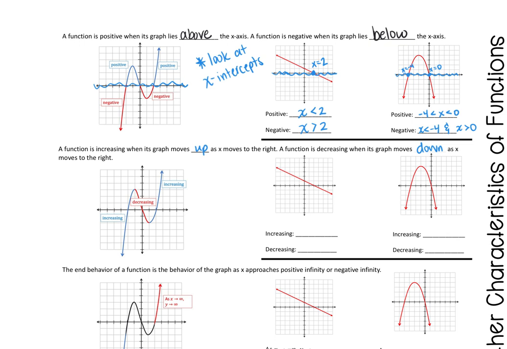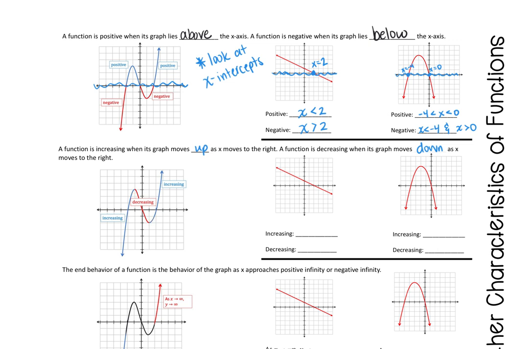So anytime we're looking at graphs, remember it's just like reading a book. We're looking at it from left to right. So if I were to trace this graph from left to right, my finger is going up and then down and then back up again. So this example graph has two different places where it's increasing. So it's increasing here and it's increasing here. And then we have one place where it's decreasing.